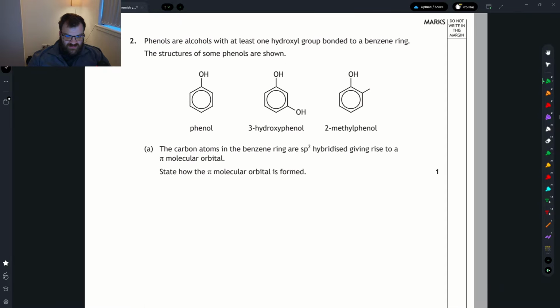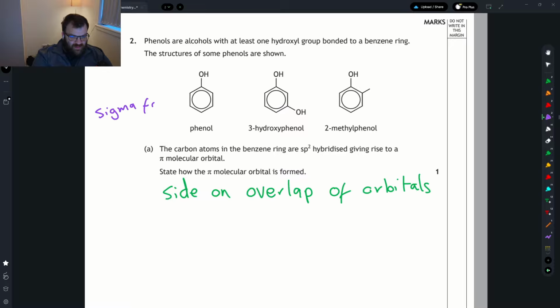Next one, we're asked about how a pi molecular orbital is formed. The pi one is from a side-on overlap of orbitals. If you're asked about sigma, sigma is from the end-on overlap.